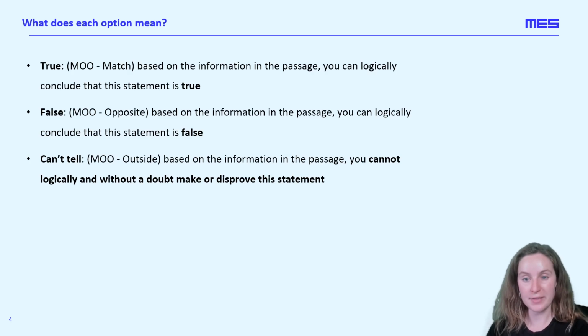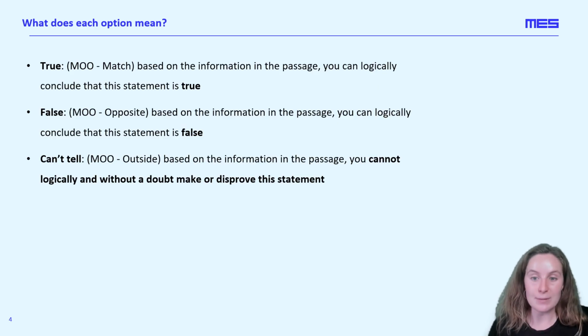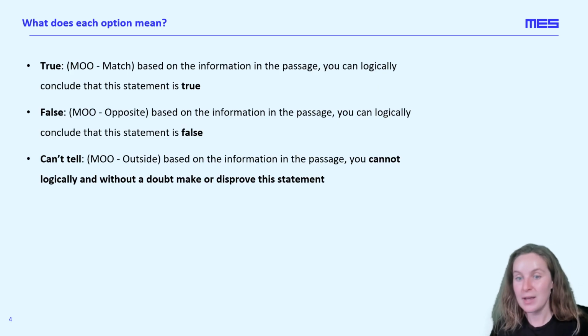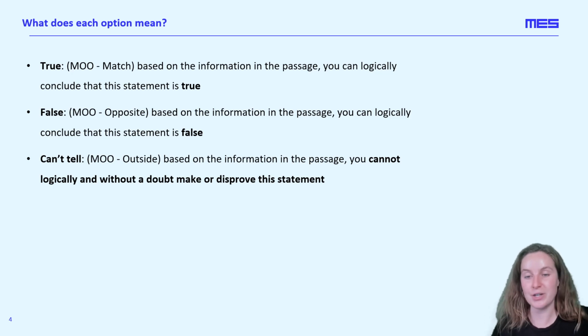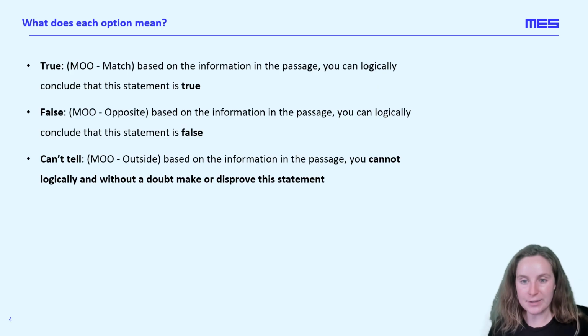So this I often find the trickiest one, because you kind of have to do both to ensure that it's can't tell. You have to prove that it's definitely not true and it's definitely not false based on the information you have. Sometimes there are some pitfalls that we will get into with can't tell that make it seem like it's a can't tell, but again, usually depends on the wording of both the passage and the statement being slightly different but guiding you towards the same answer.